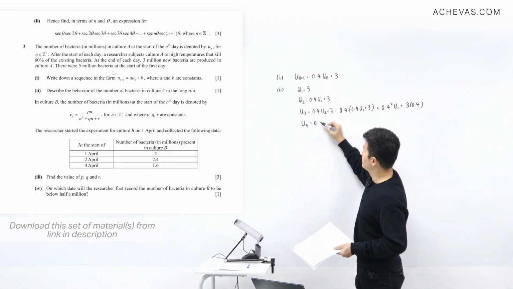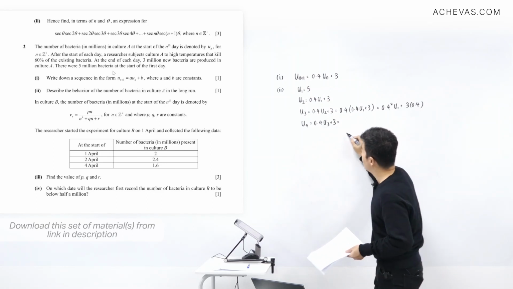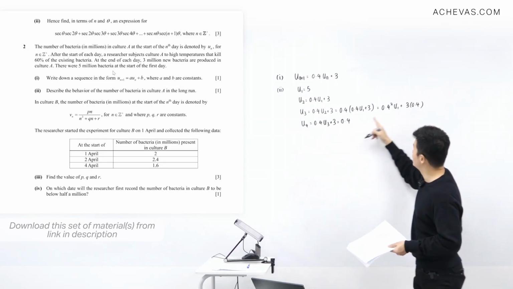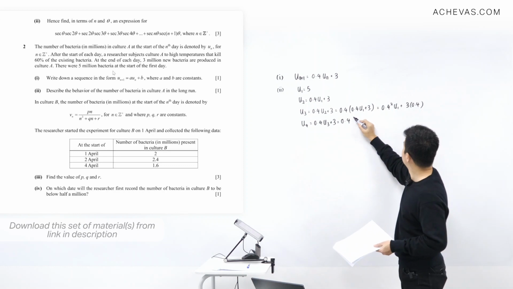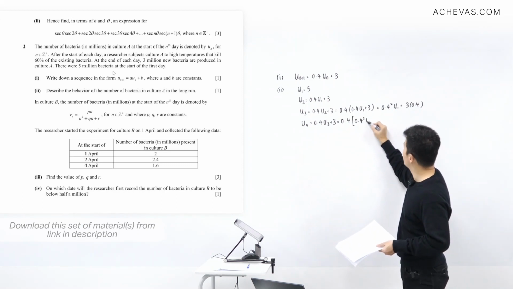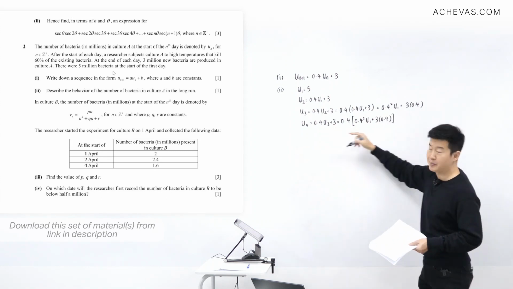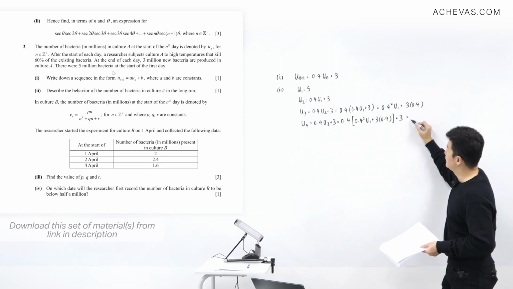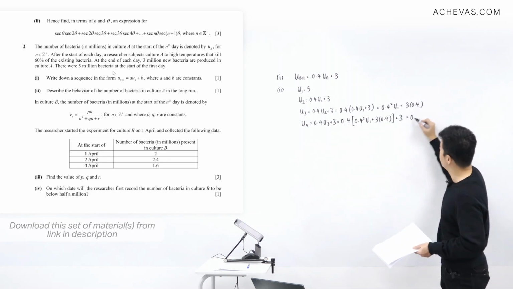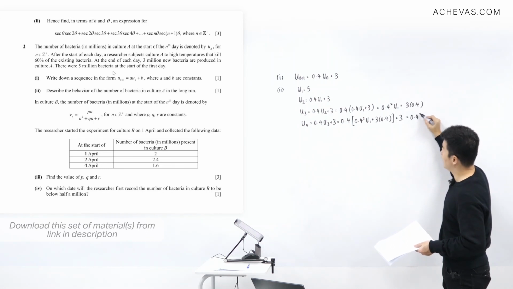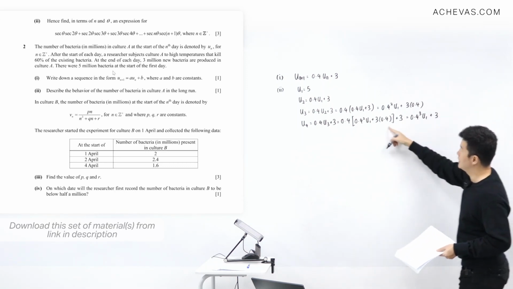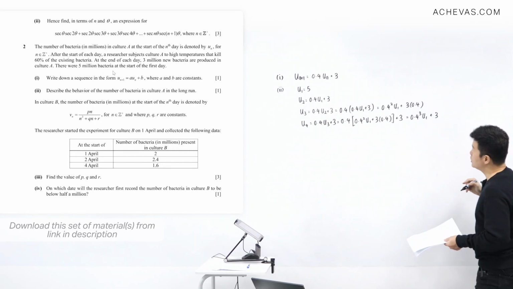U4 is going to use this recurrence relationship again. U4 is going to be 0.4 times U3 plus 3, which is equal to 0.4 times U3, which is this, so multiply by 0.4 squared U1 plus 3 times 0.4. Then let's not forget about the plus 3, so we have a plus 3 here. This is going to be equal to 0.4 times 0.4 squared, 0.4 to the power of 3, then U1. I'm going to write this 3 first.